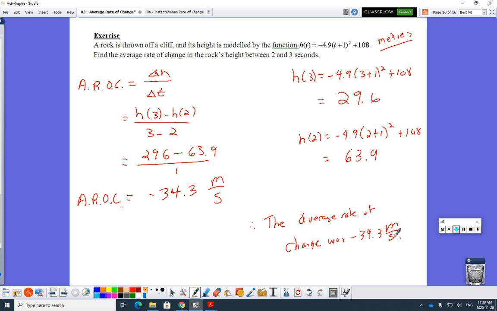Last question for you. What does the negative mean in this question? A rock was thrown off a cliff, and between 2 and 3 it had negative average velocity. What was the rock doing over that time period? Yeah, it's going downwards. So pretty easy interpretation here, and that's why we use physics sometimes in this: you don't have to understand much about physics to be able to go up, down, whereas if we were using chemistry or biology all the time, it might be a little more difficult.